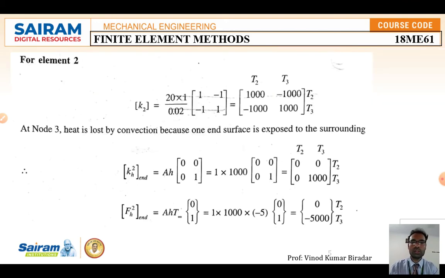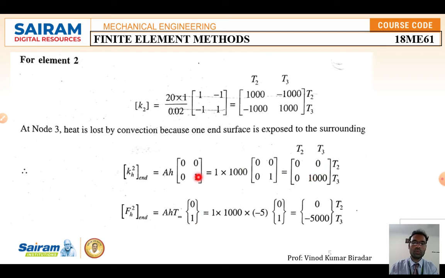The formula for the end exposed to the surrounding is KH2 for the second element, not the first element: AH times [0 0; 0 1]. Substitute the area and heat convection coefficient, and you get the matrix for the second element, T2, T3. Along with this, you also need to calculate the ambient temperature term due to convection: FH2 = AH T infinity [0; 1]. Substitute this and you get T2, T3.